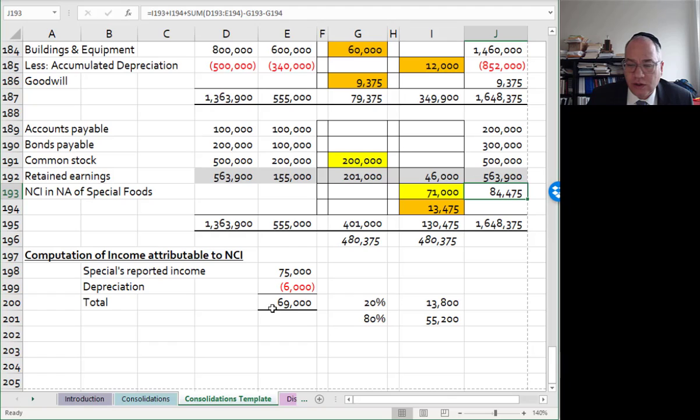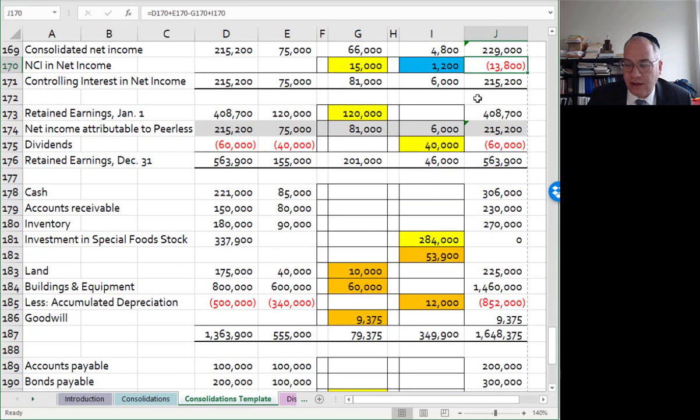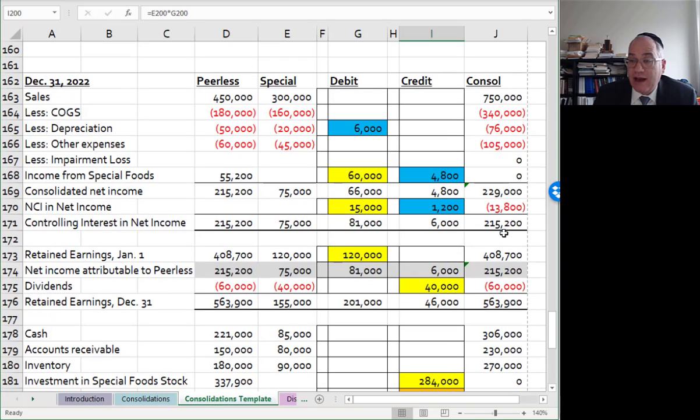All I'm going to do here is reconstruct income of the non-controlling interest, this $13,800, the non-controlling interest share of net income. Special Foods reported $75,000 in income, but we had to take an additional $6,000 in depreciation because of the write-up. So therefore, adjusted income would be $69,000. 20% of that would be $13,800, and that is the non-controlling interest share of net income.